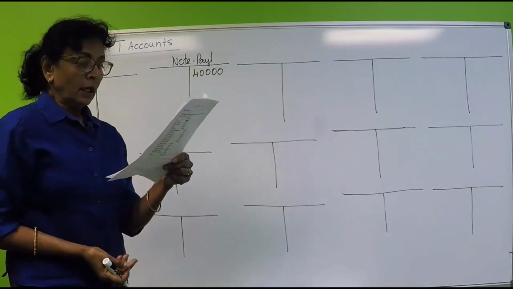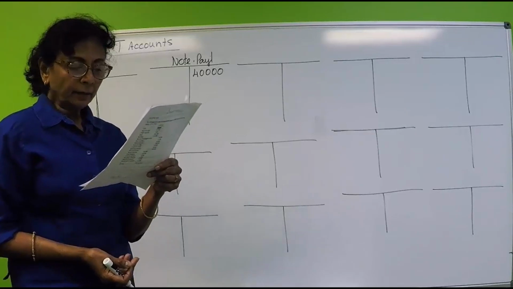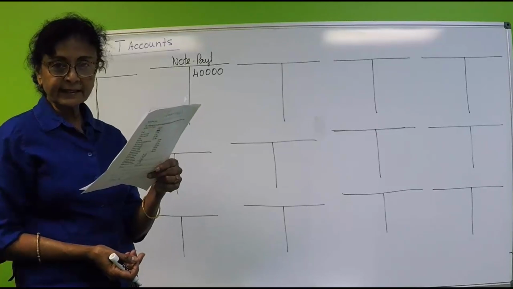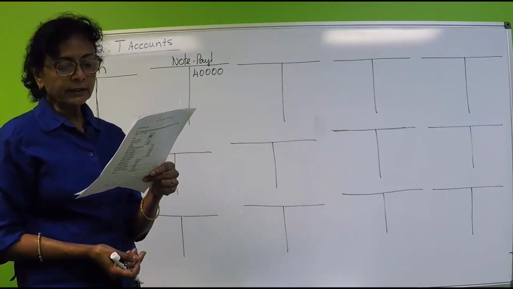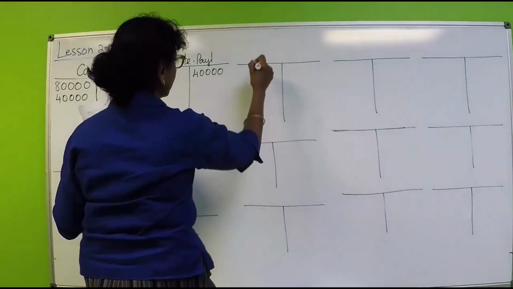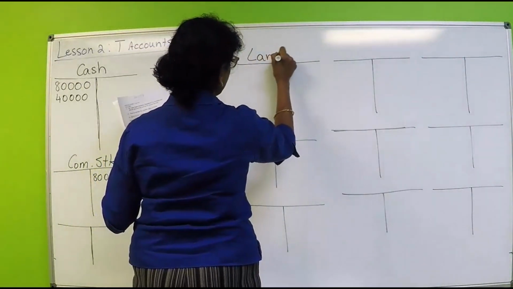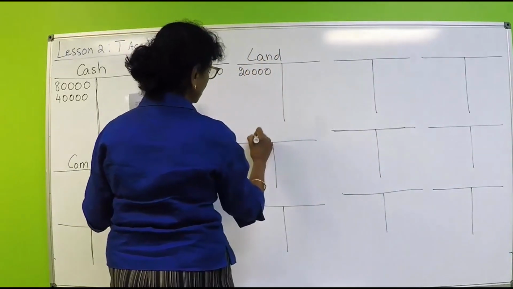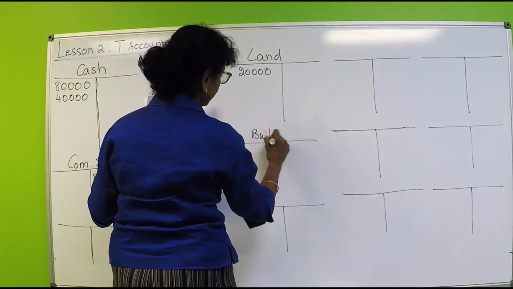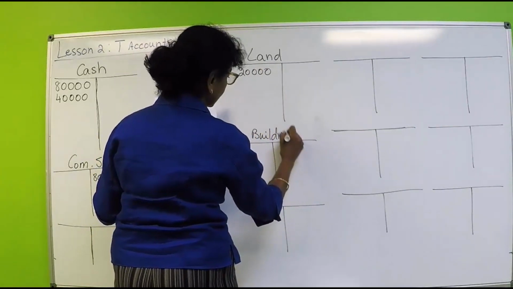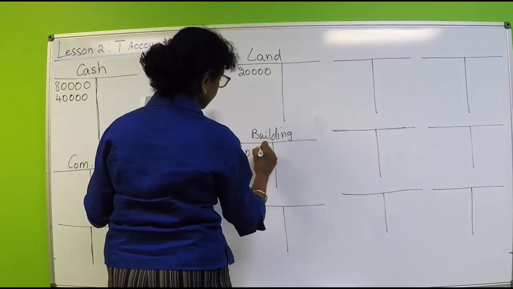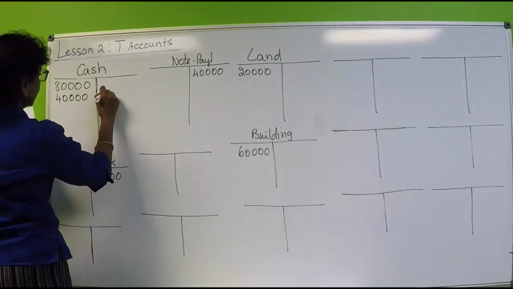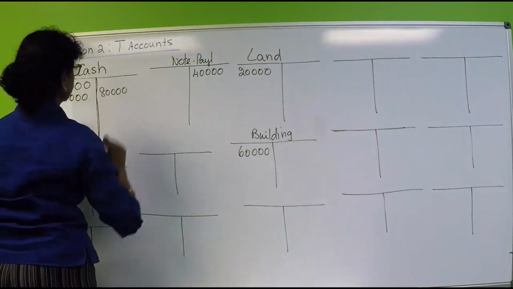Next one, the company bought a property, land and building, for a total cost of $80,000. The cost of the building is $60,000 and the land cost is $20,000. So here we debit land for $20,000 and we will debit building for $60,000, and then we credit cash for $80,000.